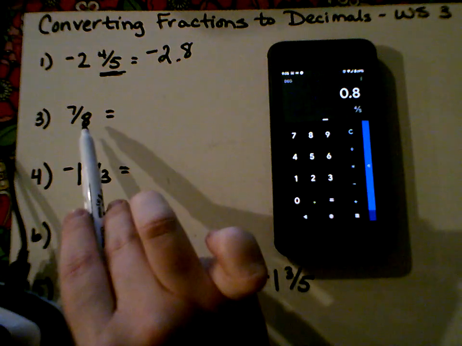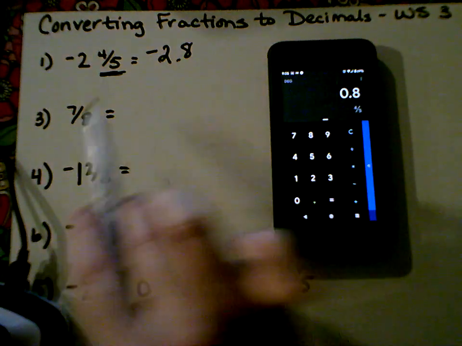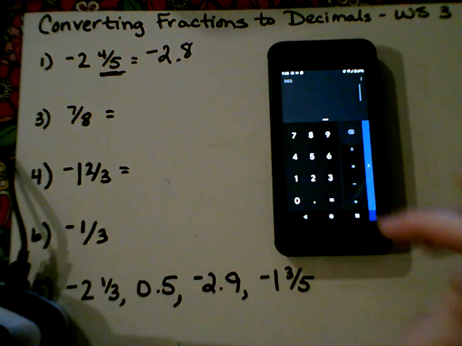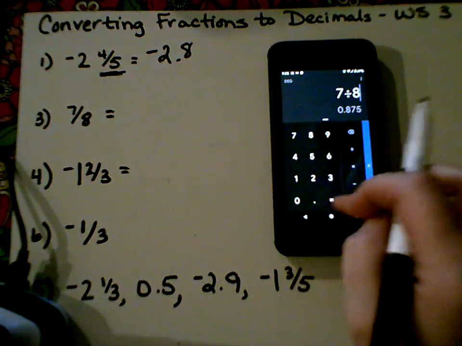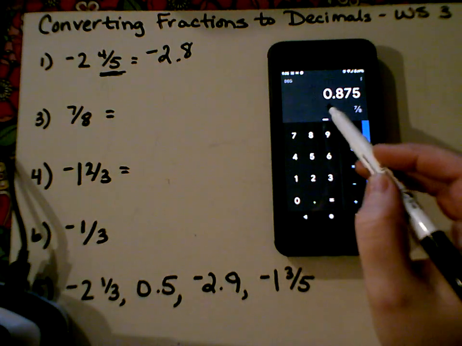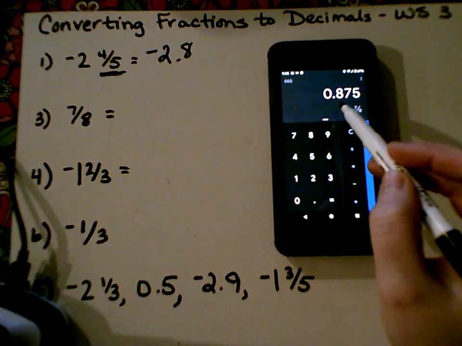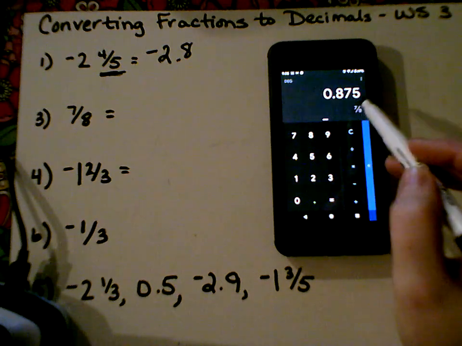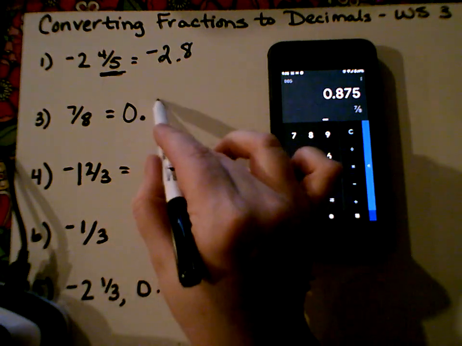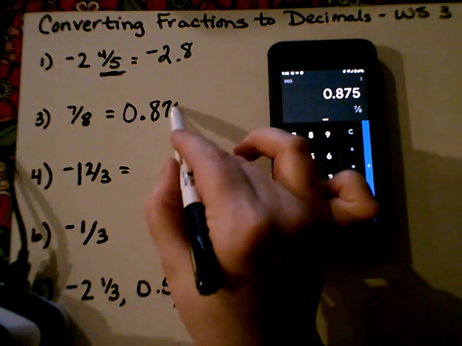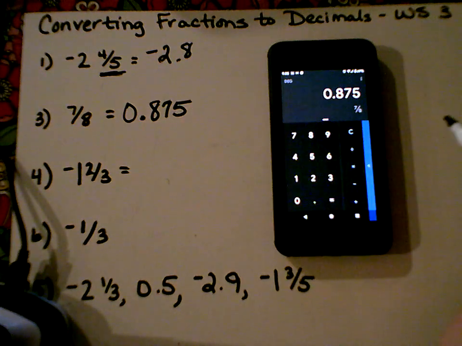Okay, so for number 3, 7/8. That one is just like we've been doing. So we just need to do 7 divided by 8, and our answer is 0 and 875 thousandths. So 0 and 875 thousandths.